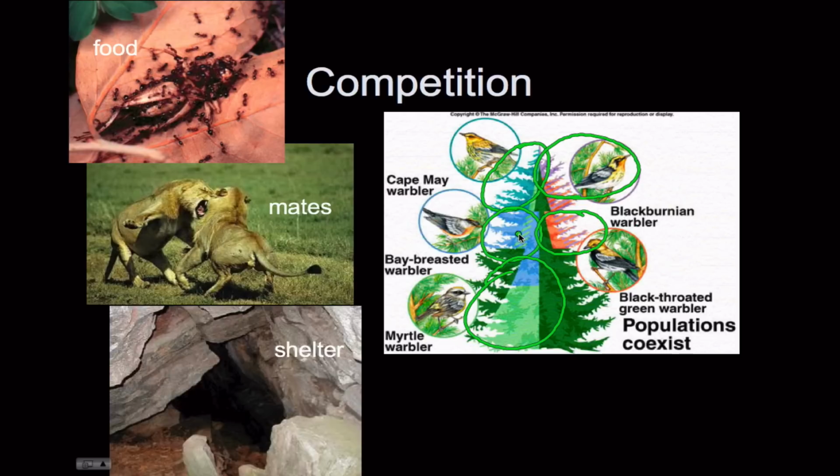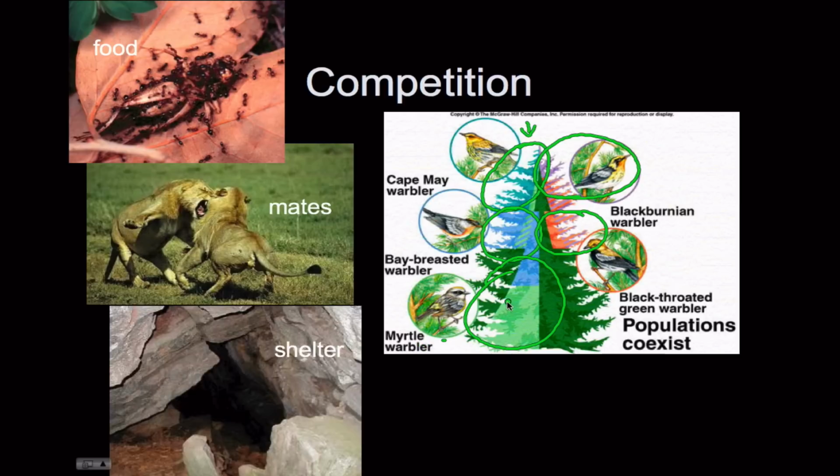Because they've each filled different niches, they coexist together and they're not competing as much. Like the Cape May warbler doesn't have to compete with the myrtle warbler. They're separate from each other. These guys are using a different food source. They're using a different type of shelter, so they're not competing with this warbler.